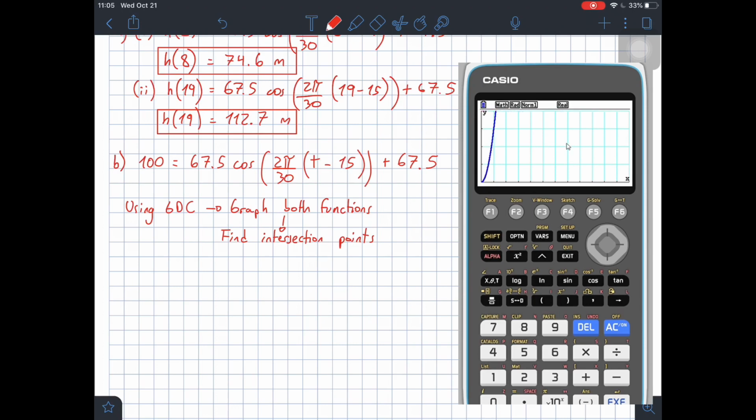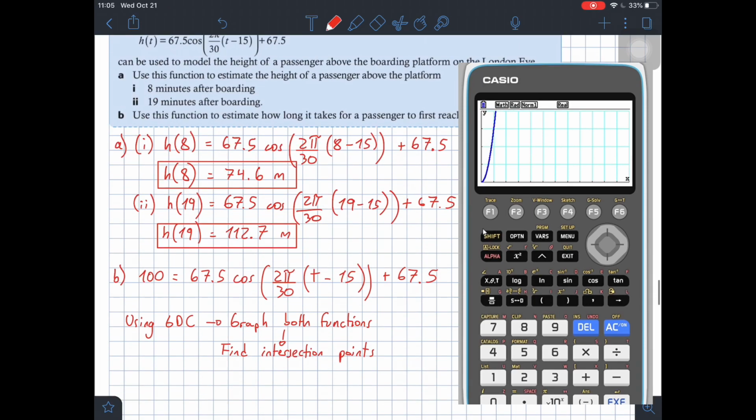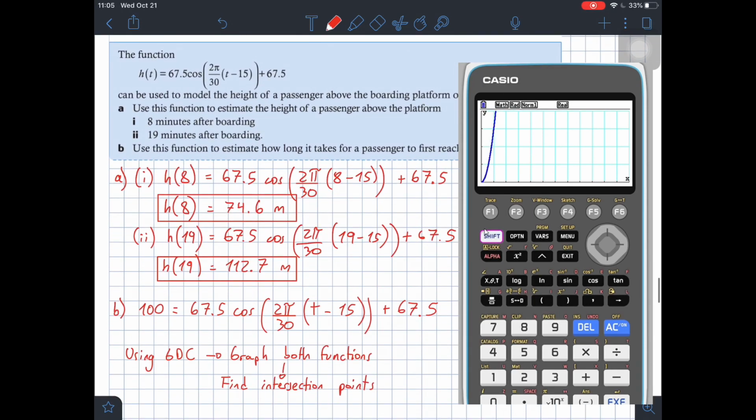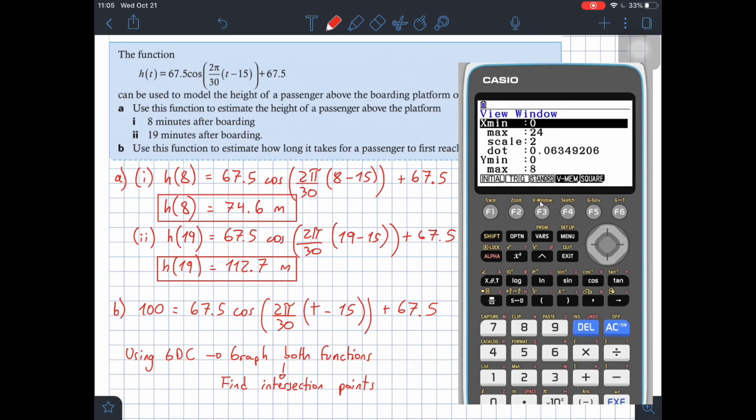So we draw. We will probably not be able to see this, so we need to change the scale. To change the scale, we would have to analyze our minimum value of x would be 0, that's fine. Sorry. Shift V win, that's fine. The maximum value we're talking about 8 minutes and 19 minutes, we can exaggerate and put 60, for example, on a scale of 10, that's fine.